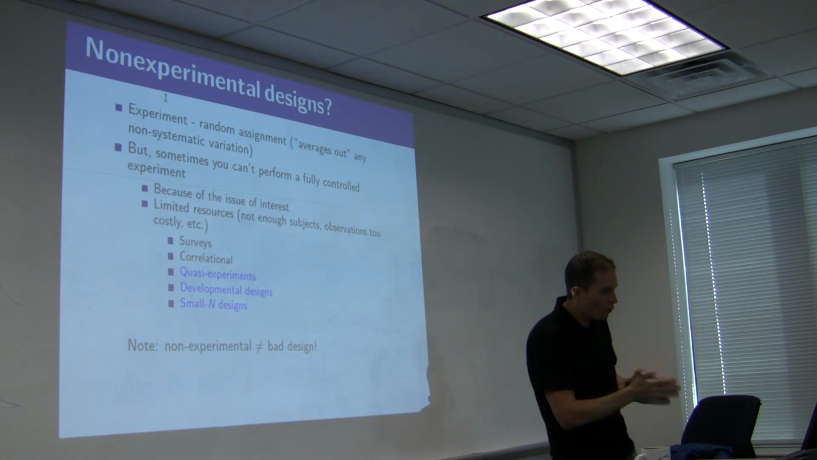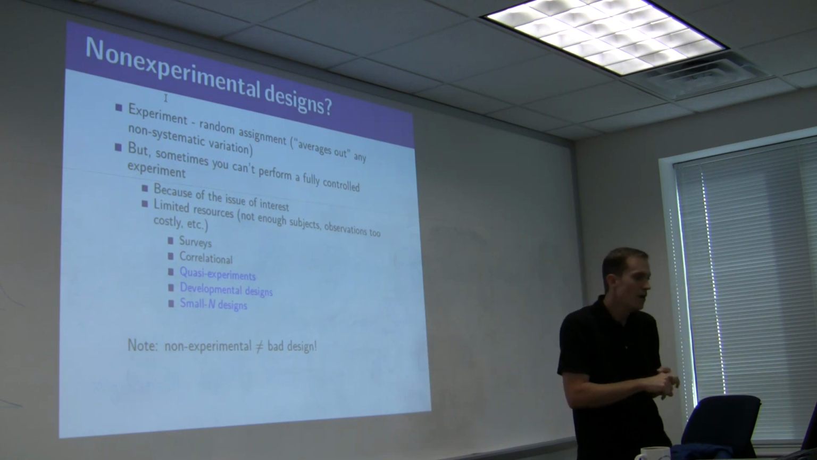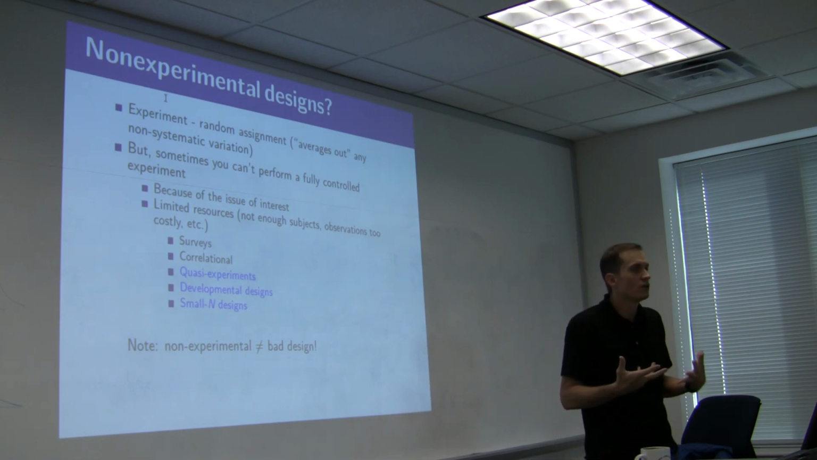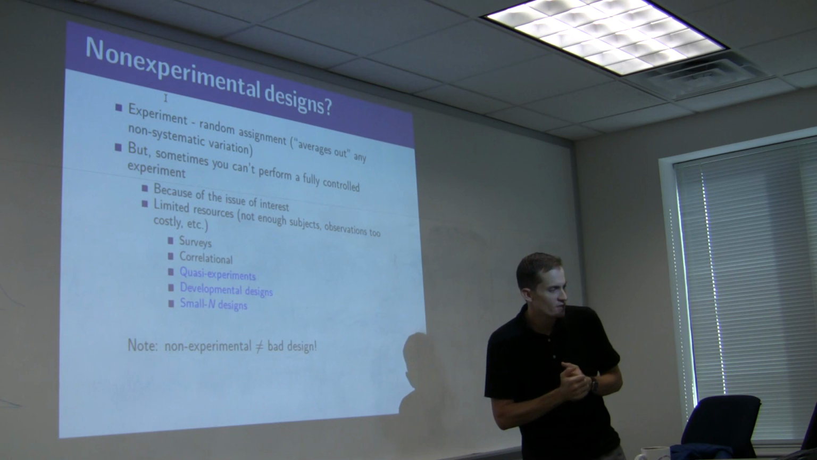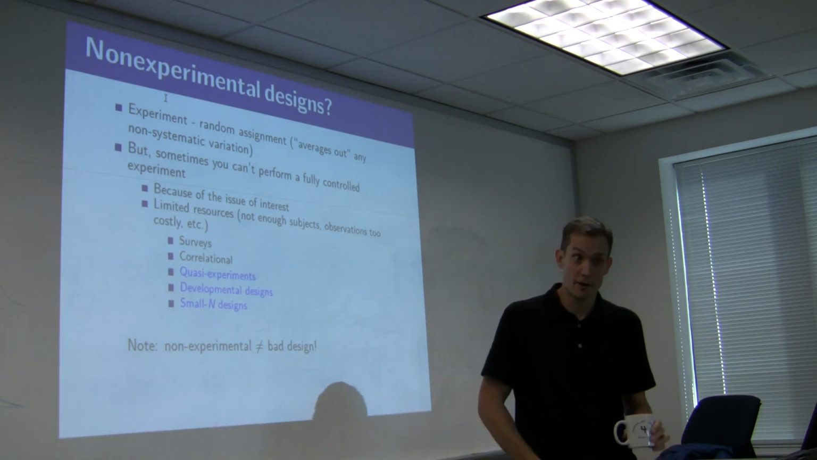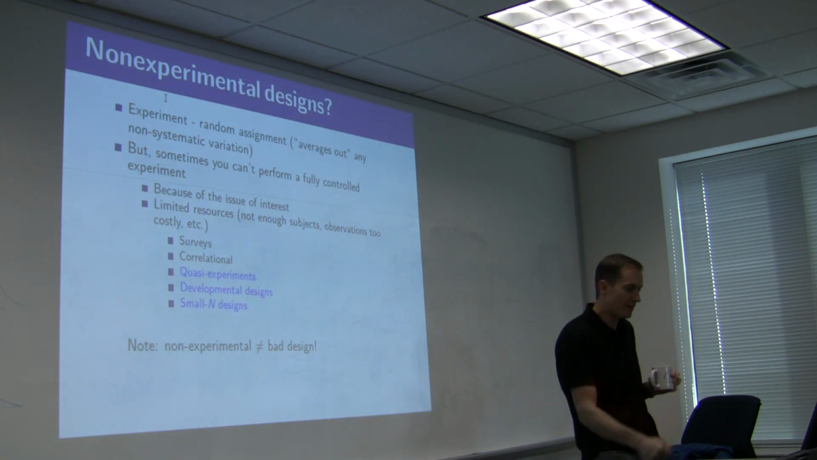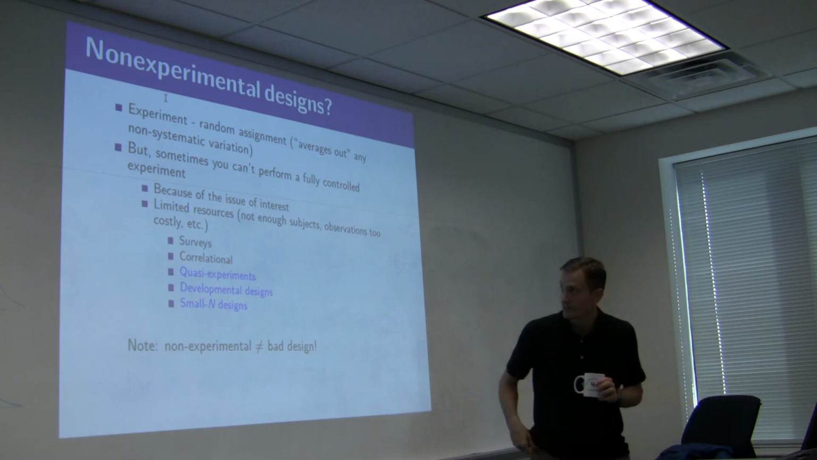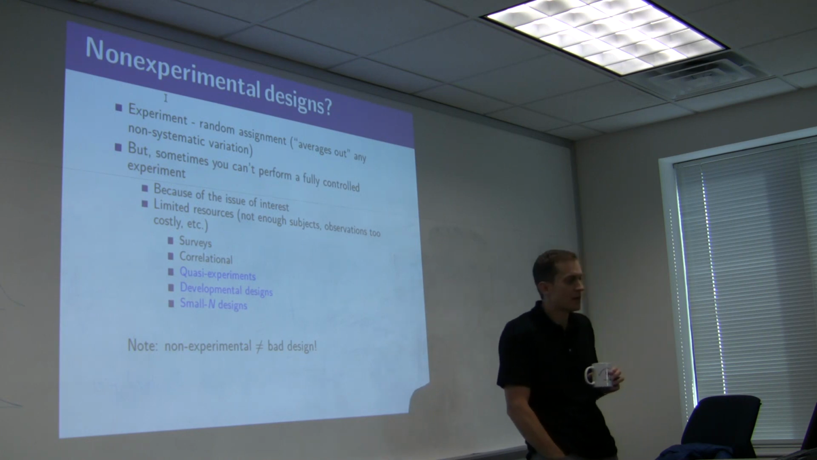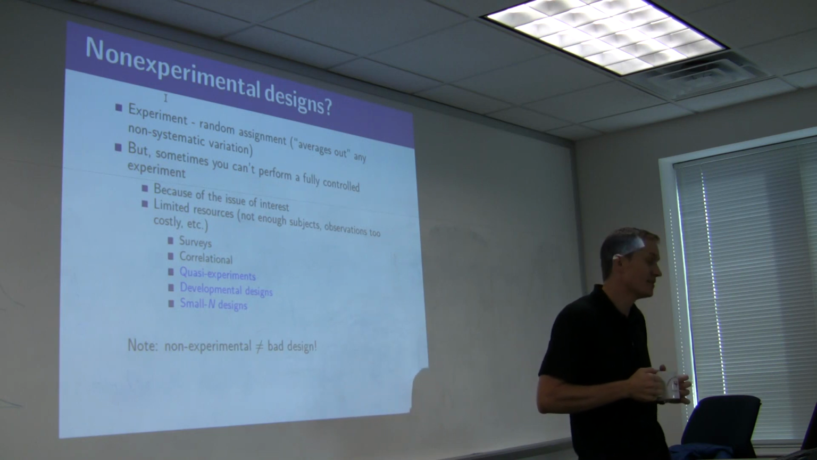But sometimes you can't perform a fully controlled experiment, either because the issue of interest doesn't let you do that, or there are limited resources. These kinds of situations call for a non-experimental design. So you have like a 1 semester time frame to do your study. Yeah, exactly. Of course, I would argue that's perfect for a little experiment as opposed to one of these longer things, which takes much more effort. But these come down to surveys, doing correlational designs, or the 3 that I'm going to remind you of: quasi-experiments, developmental designs, and small N designs.